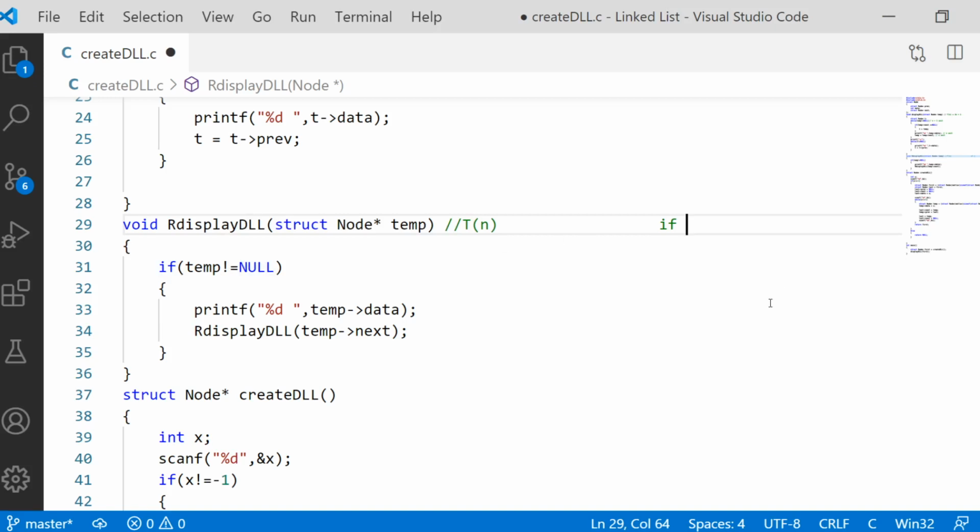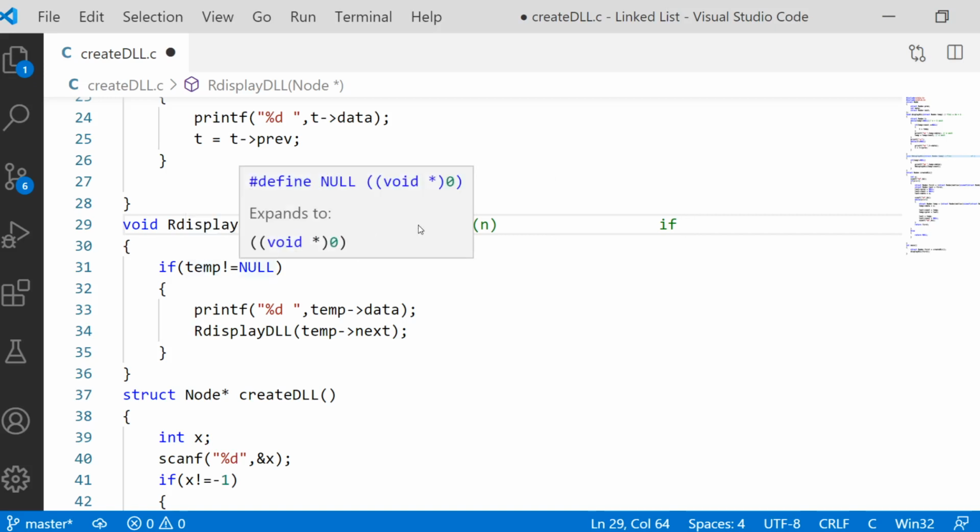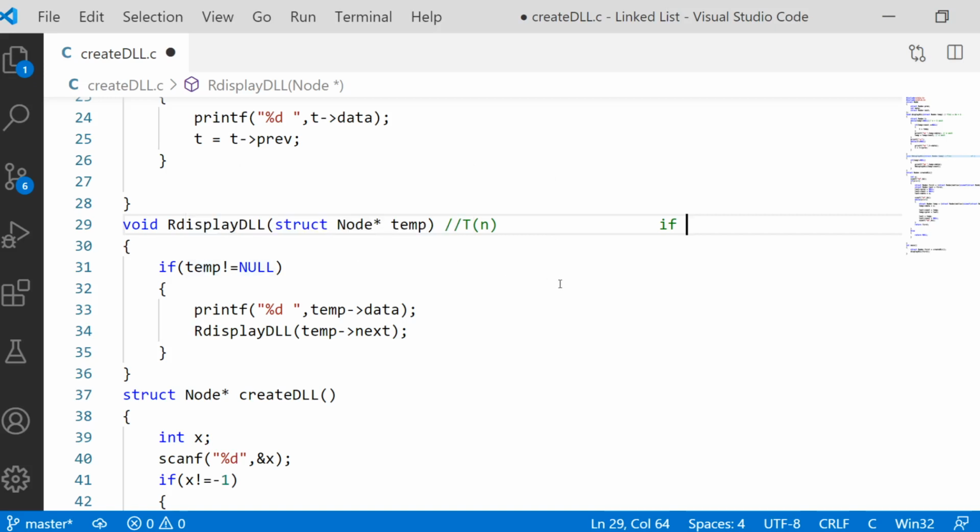That's the base condition. Initially you had n nodes, but when you reach temp null, how many nodes will you have? We will have no nodes, 0 nodes. So if n is equal to 0, that's the base condition. If n is equal to 0, the function becomes T of 0. So T of 0 will be equal to, when temp becomes null, we will not enter inside. We will come out. So only for checking the condition it will take 1 unit. So T of 0 will be equal to 1.